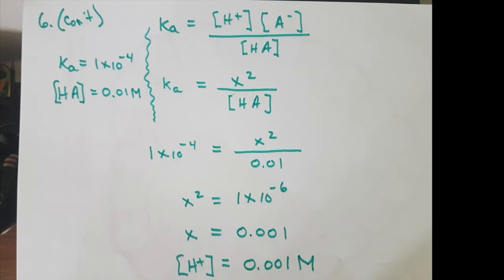So that's the equation. Ka equals x squared over HA. Plug in 1 times 10 to the negative 4 for Ka, 0.01 for HA, and then multiply the 2. You get 1 times 10 to the negative 6. Then take the square root of both sides. X equals 0.001, or the H ion concentration equals 0.001 molar. Make sure you can get all of that on your calculator.